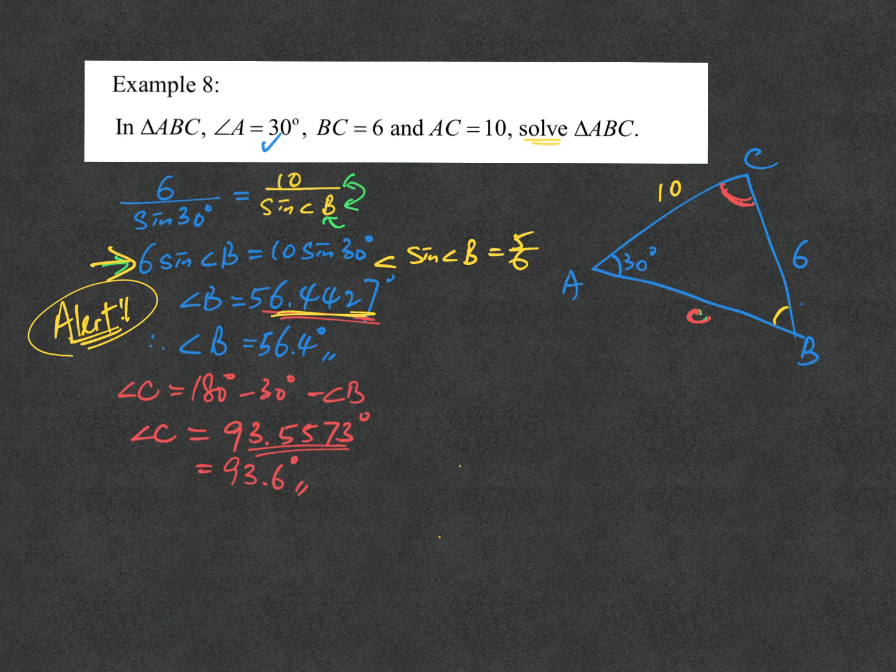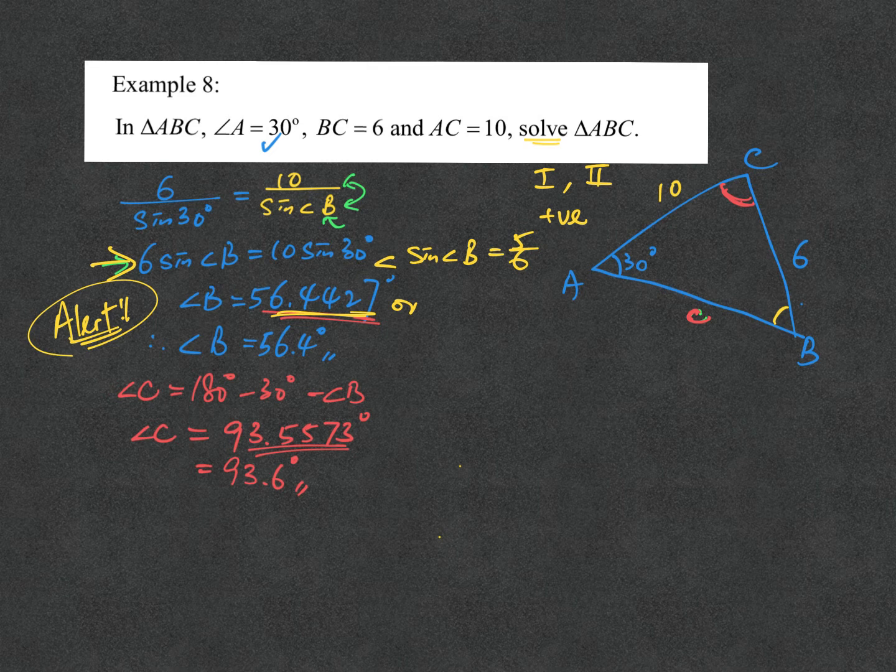But now we've got a trouble. Because 5 over 6 is positive here, that means sine law will give you two answers. One is in quadrant 1, one is in quadrant 2. So that's why besides 56.4427, there should be one more answer in the second quadrant. This answer is still valid because in the second quadrant, it's still an angle less than 180.